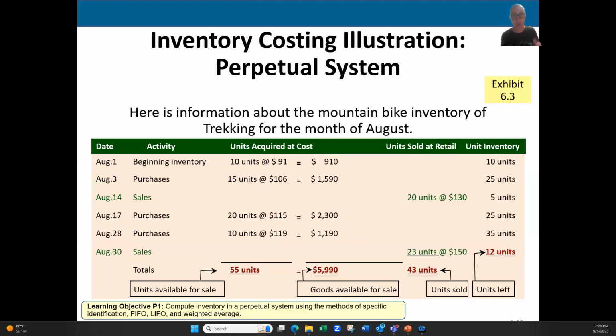I hear you. And this is probably the most confusing for anyone. The reason for that, Leland, is because depending on whether you're using last in, first out, or first in, first out, or weighted average, it's going to give you a different answer.